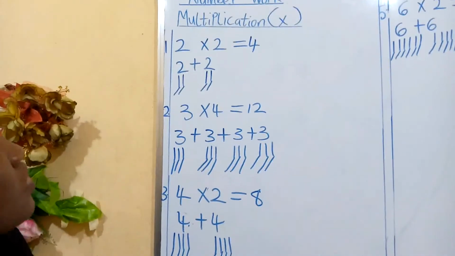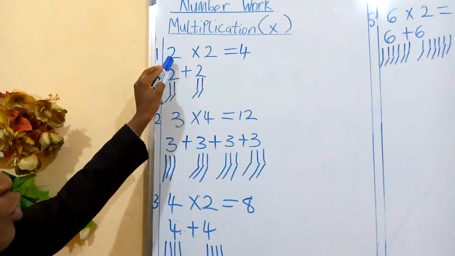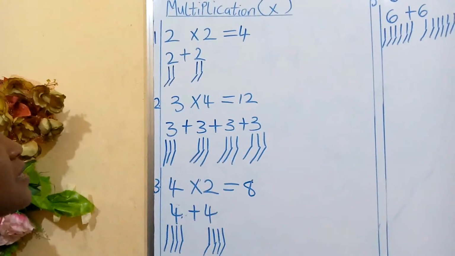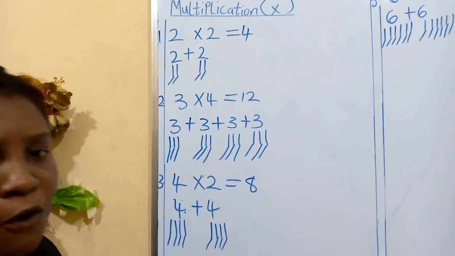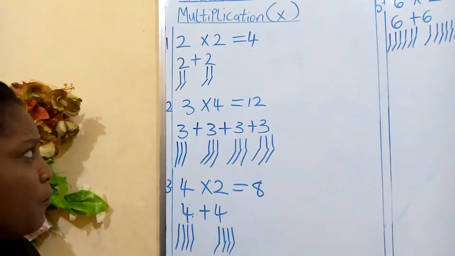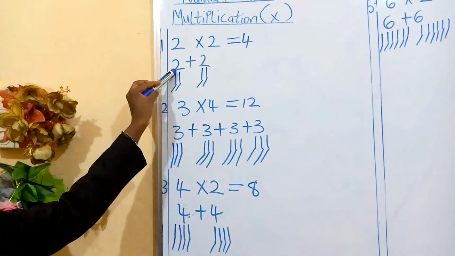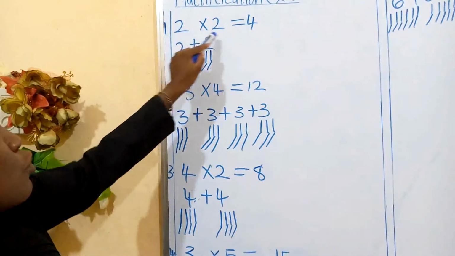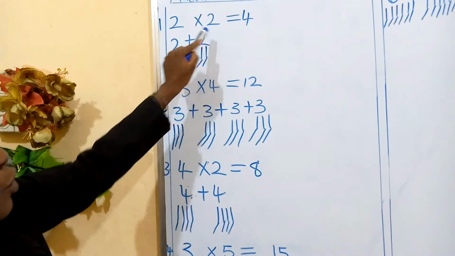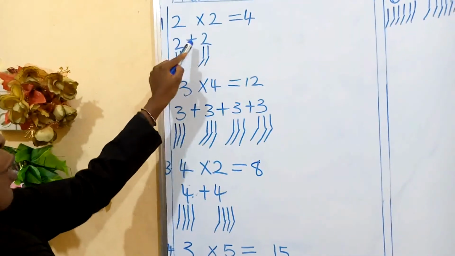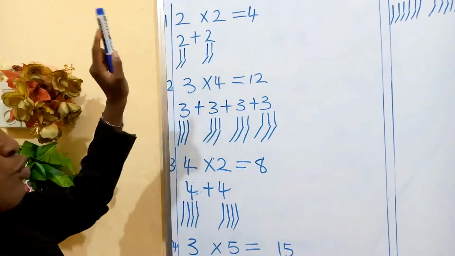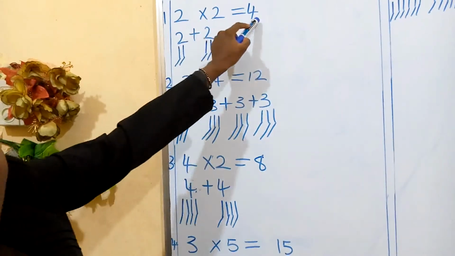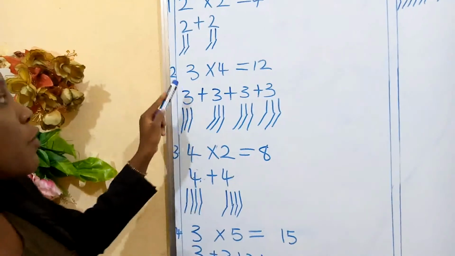So now, what did we have here on the board? This was 2 times 2. You've been telling me that 2 times 2 is 4. How did we get that 4? This is how we get it. 2 in how many places? 2. So how many 2s do we have here? 2. So these are the 2s. This is 2 and this is 2. We add them together to get what? 4.